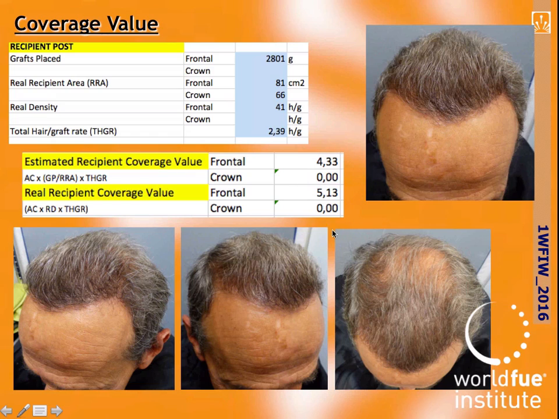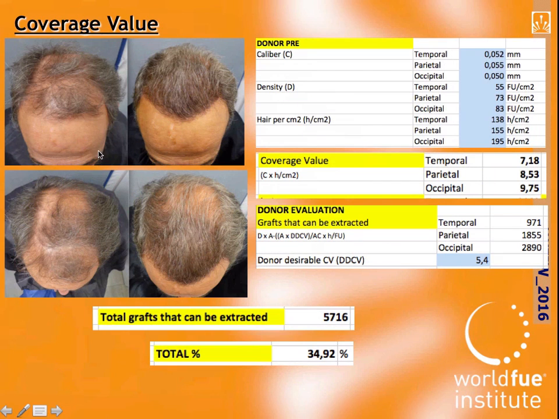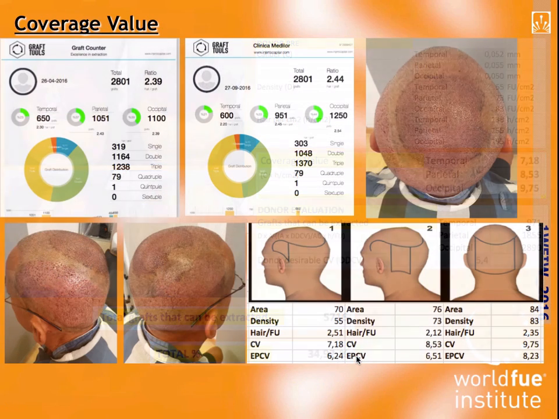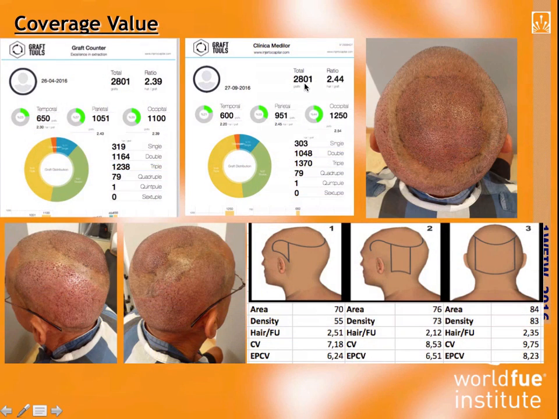In this case, gray hair always offers a better optical coverage, but we can compare again with optimal survival the coverage with the previous cases. Must say that this patient was at 5 months post-op when we carried out the second procedure. In that second surgery, the CV or coverage value of the donor decreased to 7, 8, and 9. So 5,700 grafts were available for extraction, 35% of his donor. Again, 2,800 grafts were extracted at 2.44 hairs per graft for his 66 square centimeters in the crown.